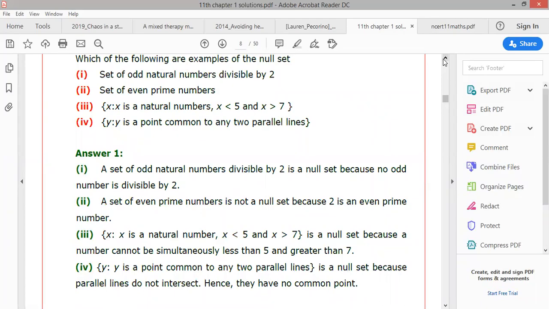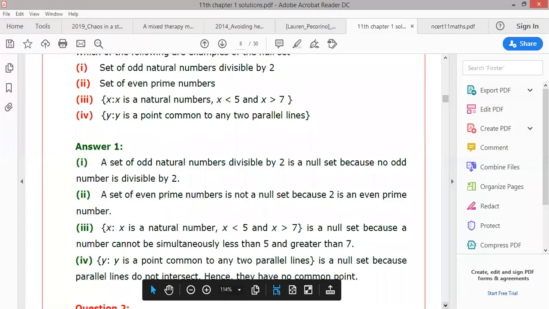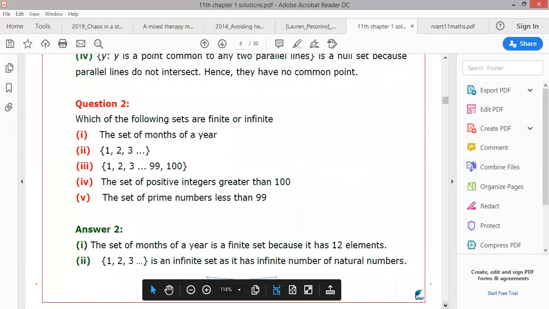Next one is the next part of this question, that is set of even prime numbers. You know, even numbers start from 2, 4, 6 and so on. The set of prime numbers is like this: 2, 3, 5, 7. So the common element between these two is 2. So this set has at least one element, and in fact only one element, that's 2. So it's not an empty set. On the same lines, you can solve these two parts as well.